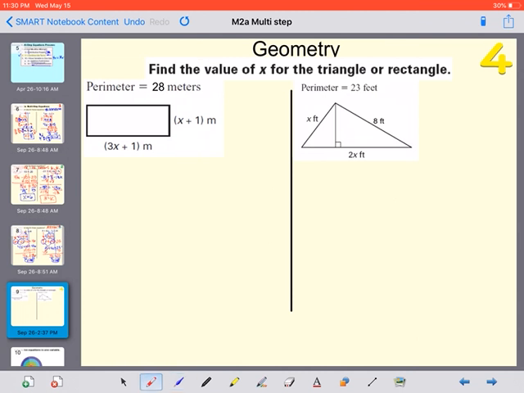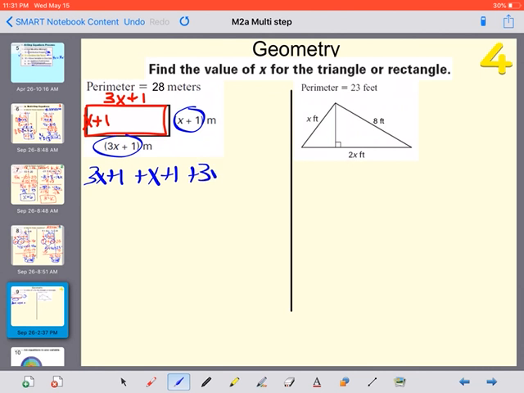Last two questions here are with geometry. It says find the value of x for the triangle or rectangle. So it says perimeter is 28. So we know perimeter is adding up all 4 sides of our shape. If the left or the right side is x plus 1, the other side is also x plus 1. If the bottom is 3x plus 1, the top is 3x plus 1. So if we wanted to, we could write out 3x plus 1 plus the next side, x plus 1 plus the next side, 3x plus 1 plus the last side, x plus 1 equal to 28.